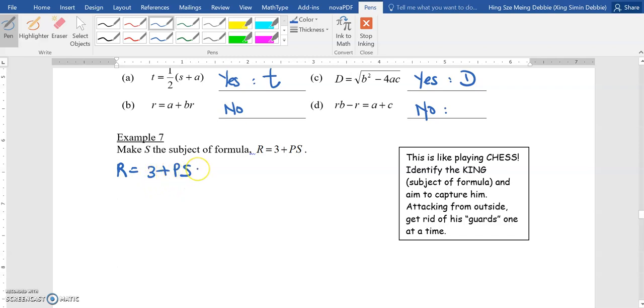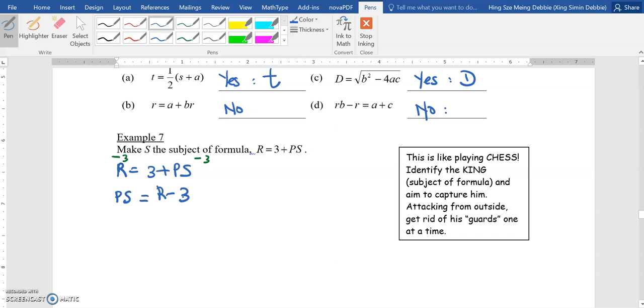Since it is 3 plus PS, in order to make it just S, let's first start off by removing whatever is not related to S as yet. In this case, let's minus 3 on both sides, so that our equation will be left with PS is just as good as R minus 3.